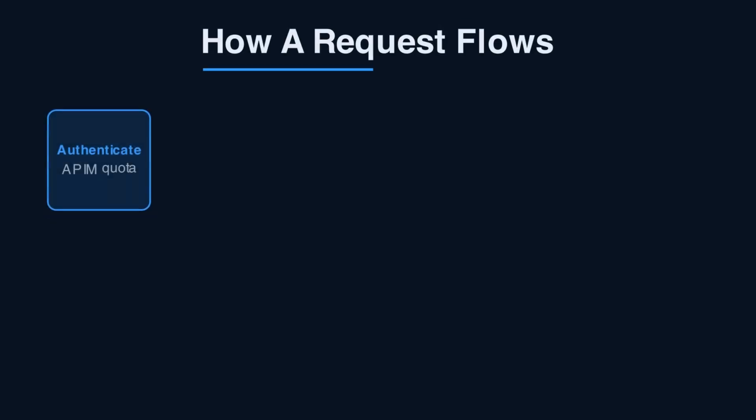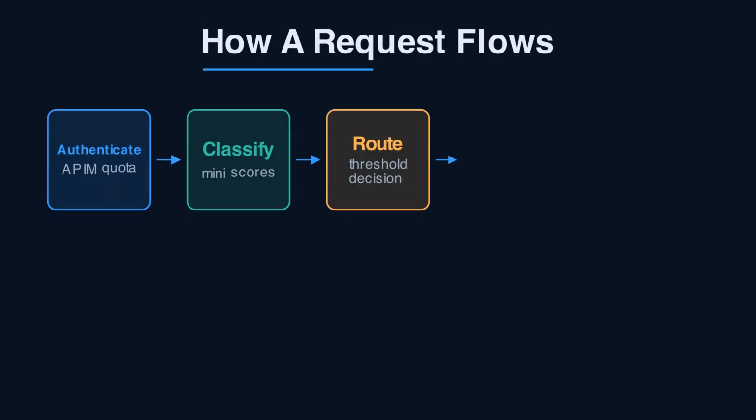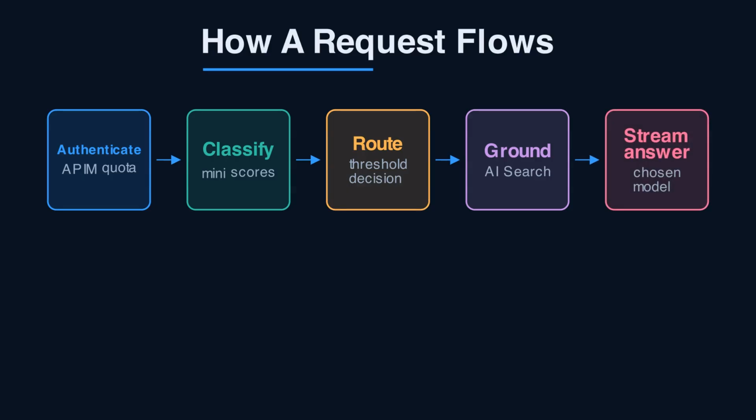Let's walk one message through. The gateway authenticates and checks the token budget. The mini classifier returns a complexity score and an intent label. The router applies a threshold. Below it, mini answers directly. Above it, the request escalates to GPT-4o. Either path retrieves grounding from Azure AI Search, then the chosen model generates a streamed response. Notice the classifier and the responder can be the same mini deployment, so you're not paying for extra infrastructure, just two calls where the first is tiny.